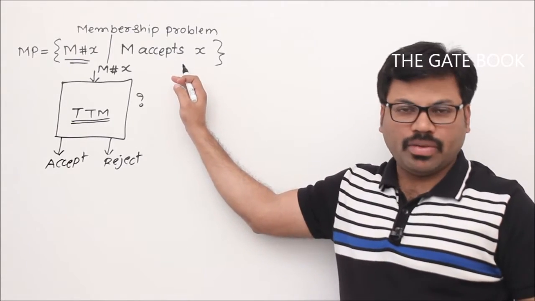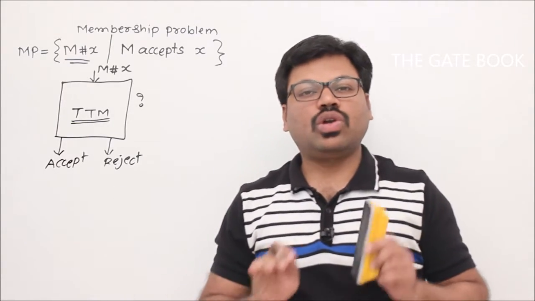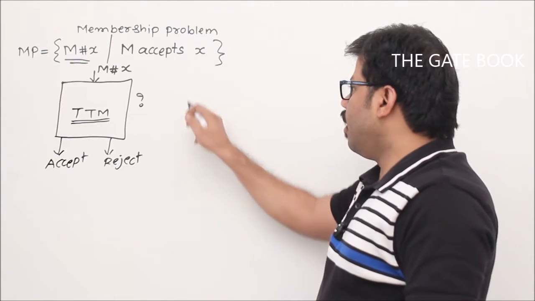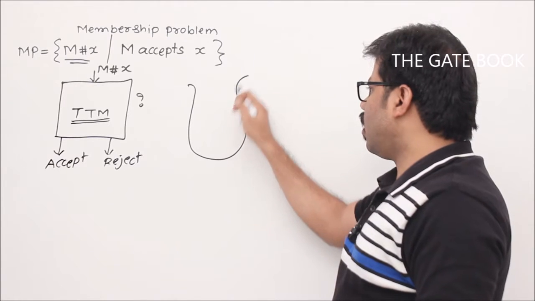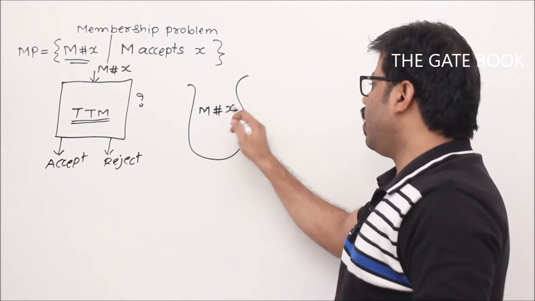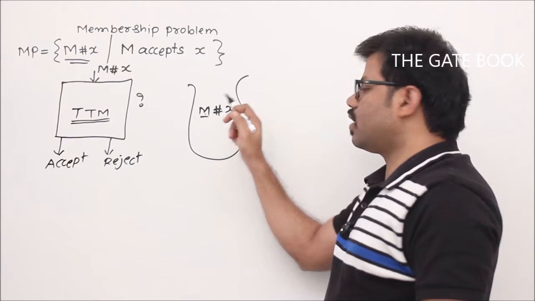The membership problem is actually undecidable. That means there is no total Turing machine for that. Okay. So what is the membership problem? We'll see clearly. The membership problem is a language of strings in the form of m hash x where this Turing machine m halts on x.